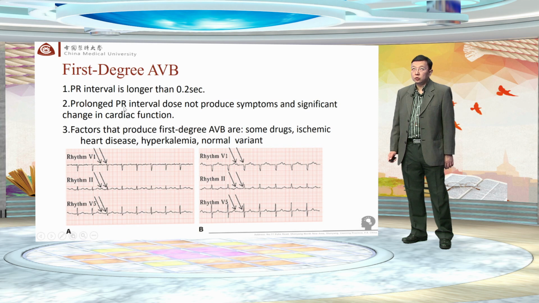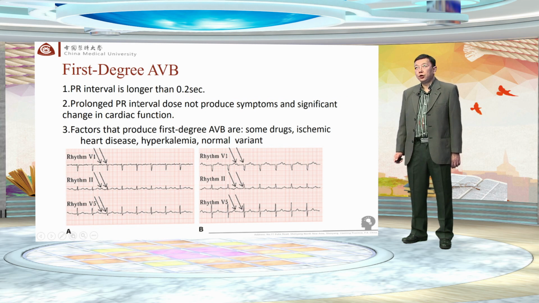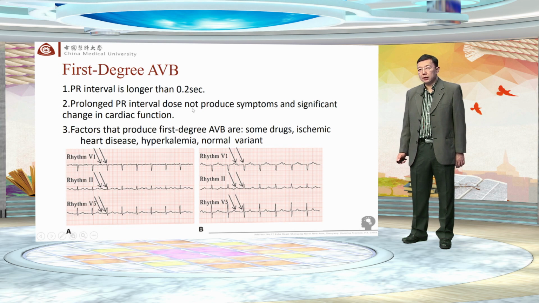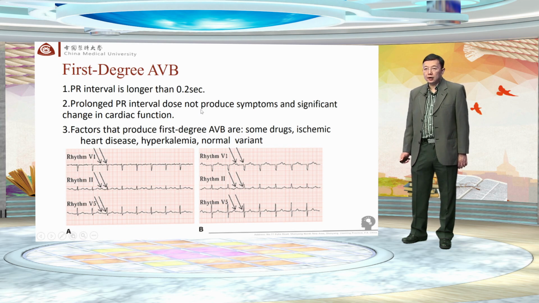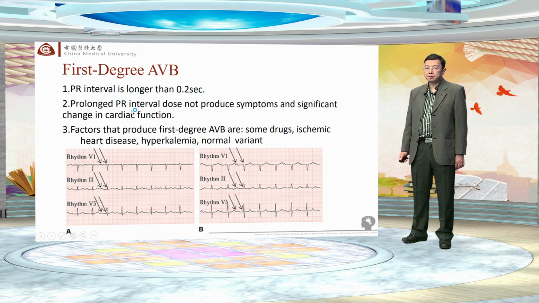In 2016, the new guideline for pacemakers identified that if the PR interval is longer than 0.3 seconds and the patient has symptoms, this kind of patient may be implanted with a pacemaker, a two-chamber pacemaker.